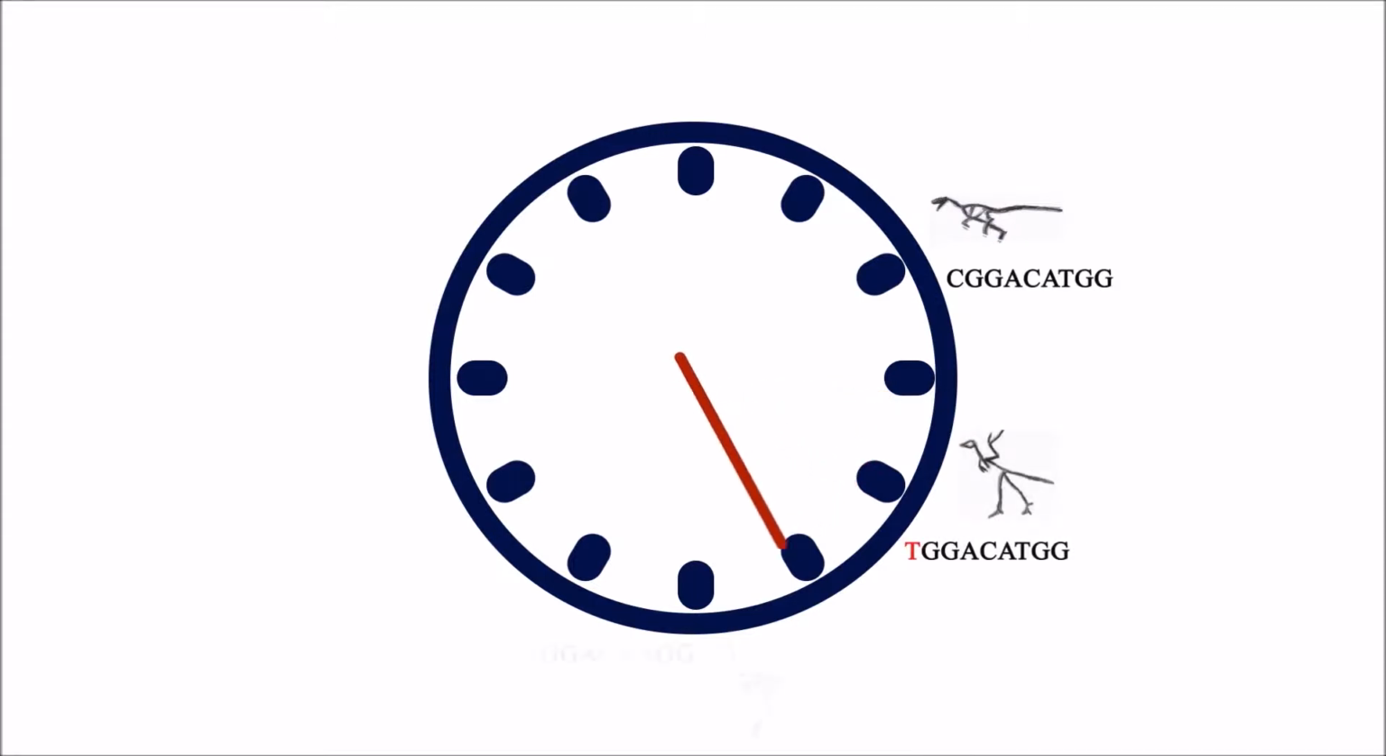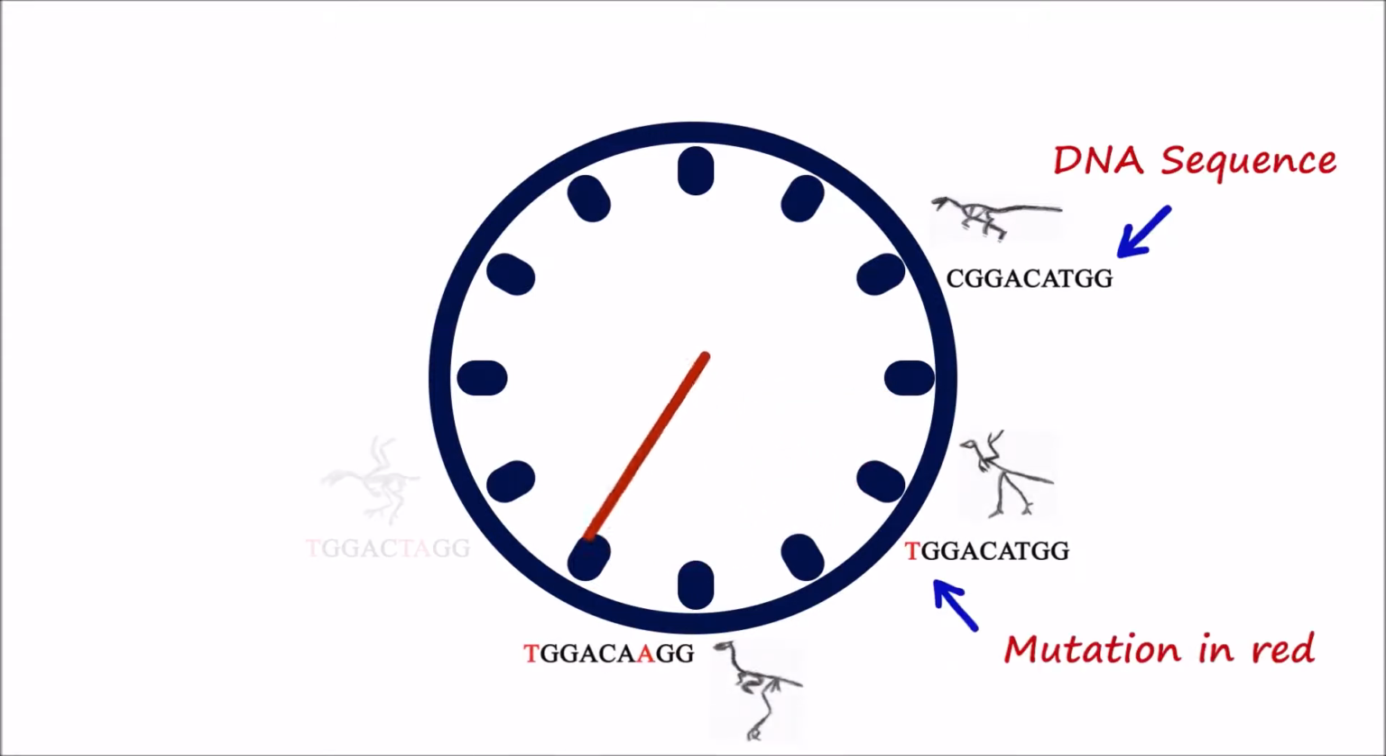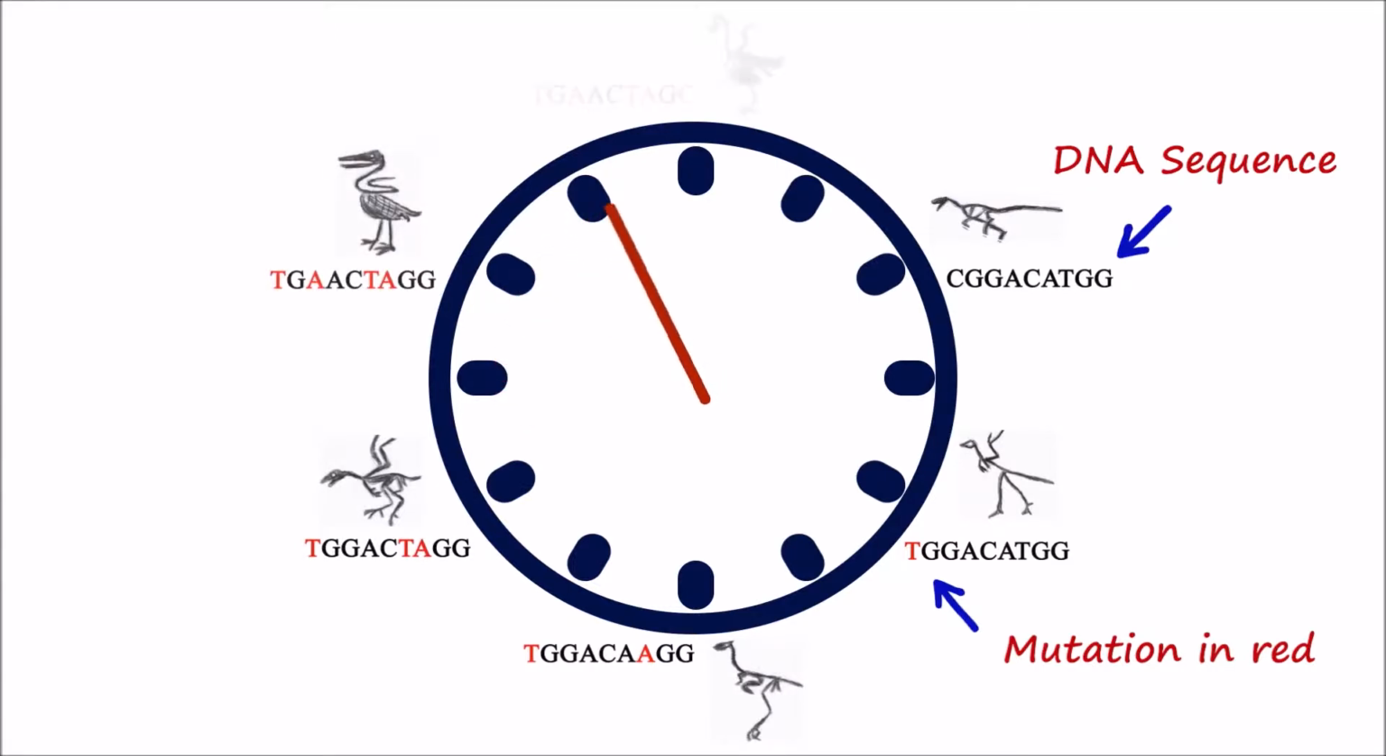In all living things, small errors or mutations creep into our DNA sequences at relatively constant rates, kind of like a clock ticking. This is what is referred to as a molecular clock. But how do scientists use this? The clock is first calibrated using known geological events or fossil records.